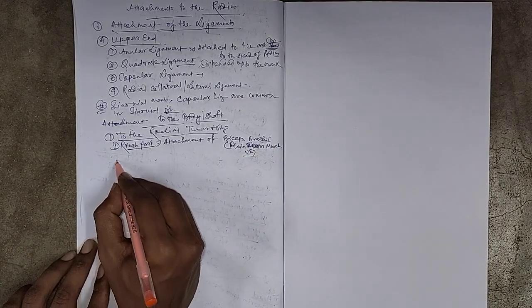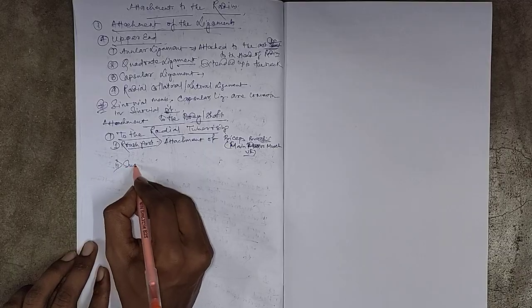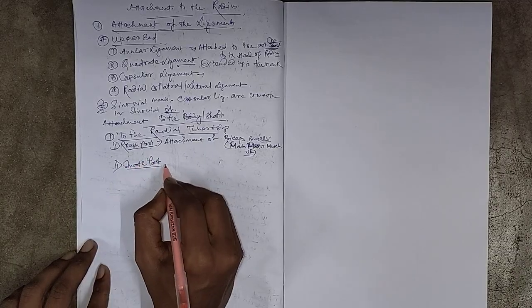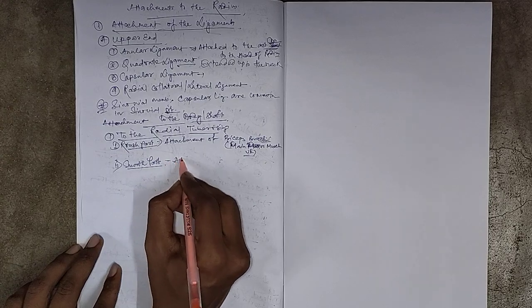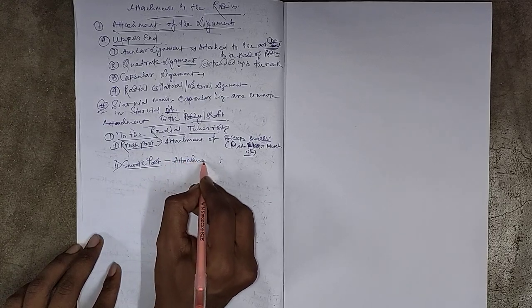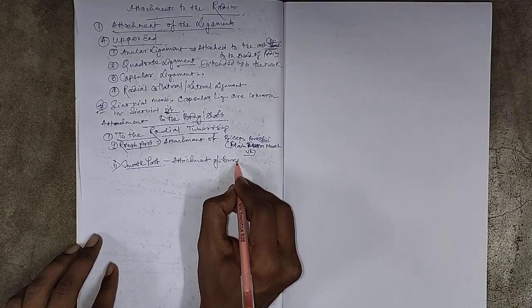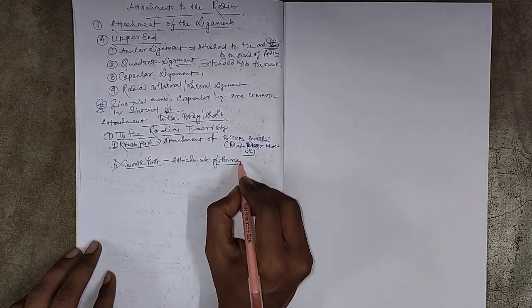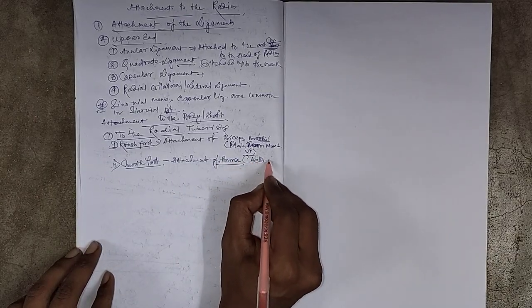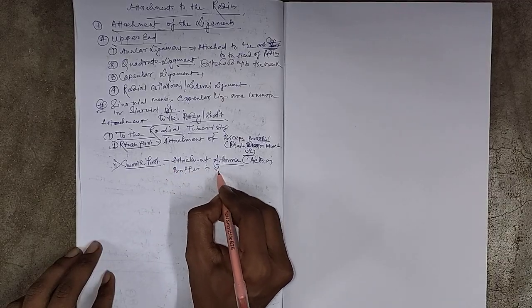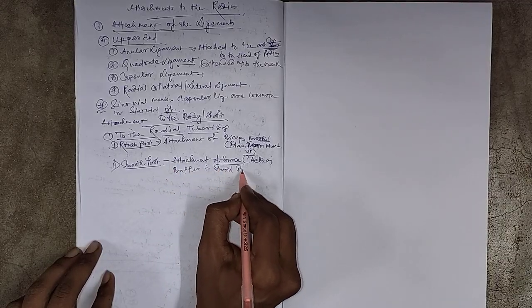And the smooth part is for the attachment of the bursa, which acts as a buffer to avoid friction.